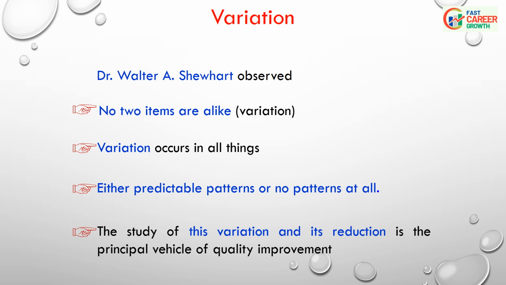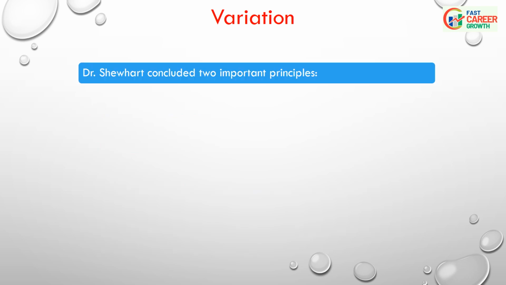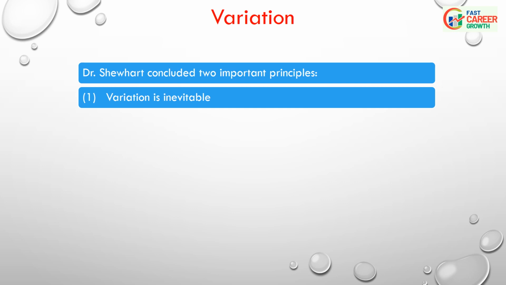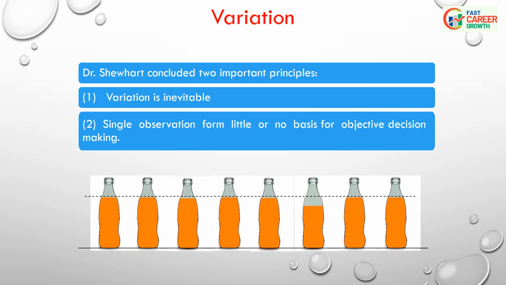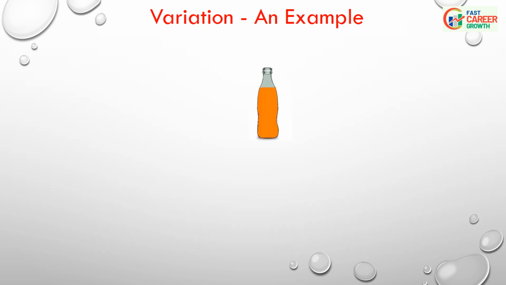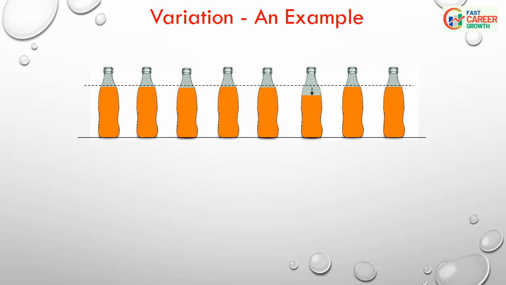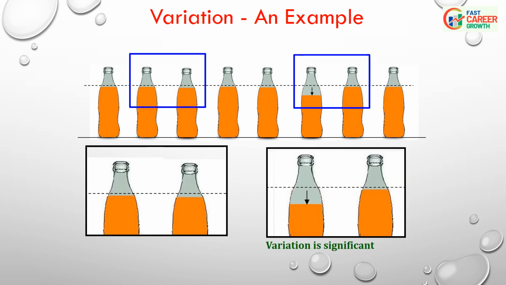Dr. Shewhart concluded two important principles. One, variation is inevitable, and two, a single observation forms little or no basis for objective decision making. In this example, there are 8 cold drink bottles. If you see the 6th bottle, the level of cold drink is low. If you see the same 8 bottles, you will find one variation is significant, but if you look closely you will find another minor level variation. But this variation is insignificant.